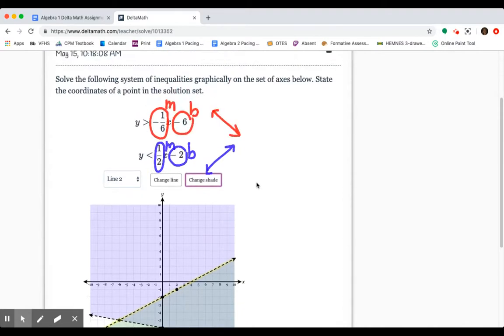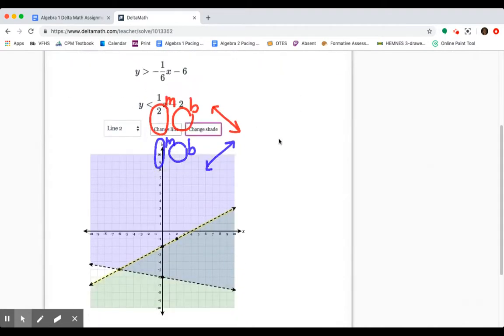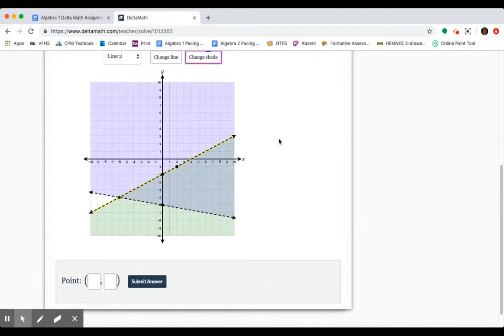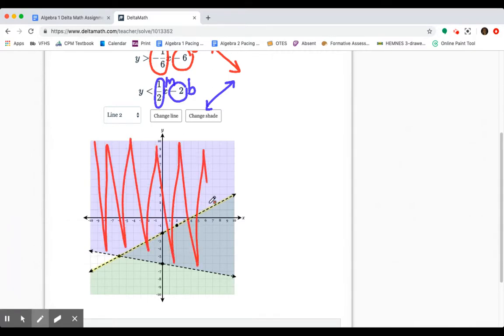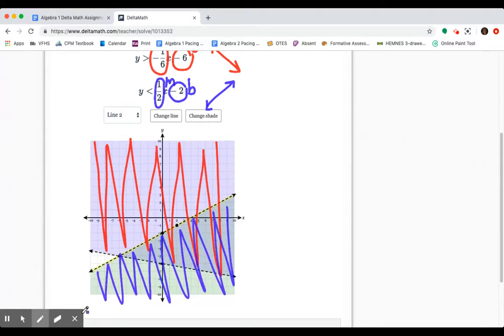And then the last thing that you're going to do is you need to state the coordinate of a point in the solution set. And what that means is you're looking for the entire area that's double shaded. So for our first red line, we shaded everything above -6. So we were shading in this blue area. I'm just going over it in red. And then for my second inequality, we shaded everything below it in green, but I'm going to change it to blue. You're looking for the double shaded region, and you can see that the red and the blue are overlapping in this entire little area.